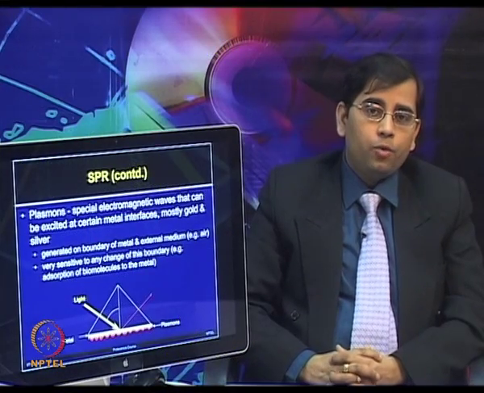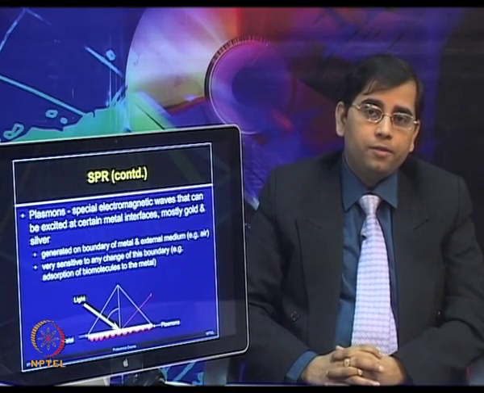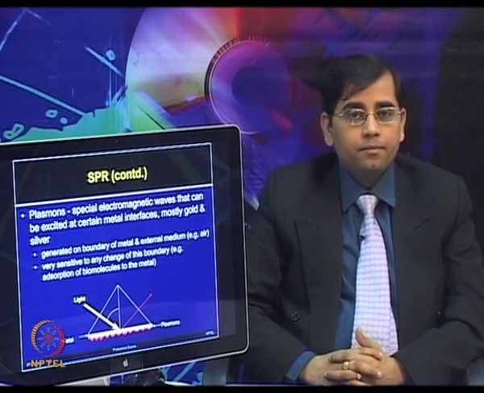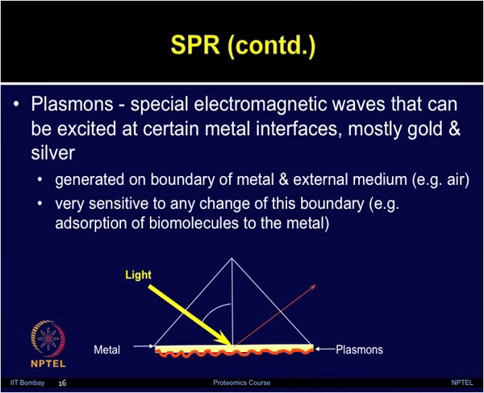So, first let us discuss surface plasmons. These are special electromagnetic waves that can be excited at certain metal interfaces. Mostly gold and silver are used for this purpose. The surface plasmons are electromagnetic waves that propagate parallel to the metal or dielectric surface.